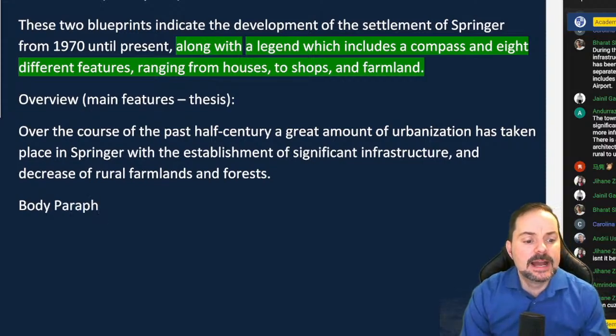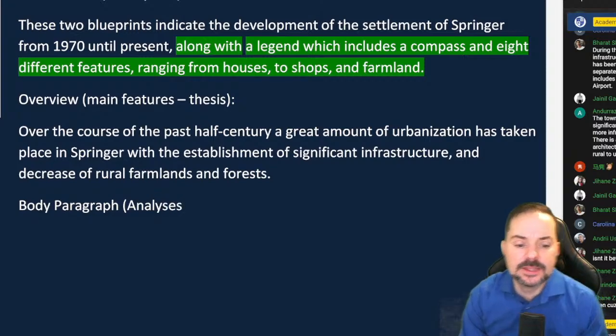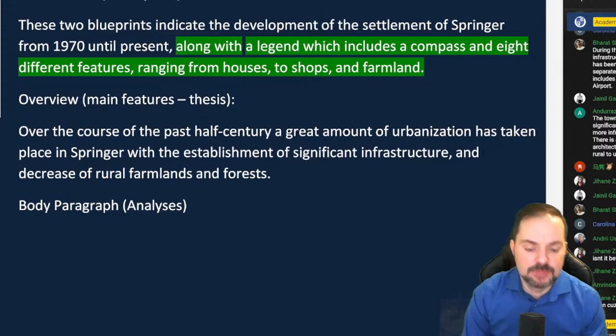The body paragraph, of course, is your analyses. Okay, just put an E in there and it's plural. It's your analyses, and you need about 5 points.